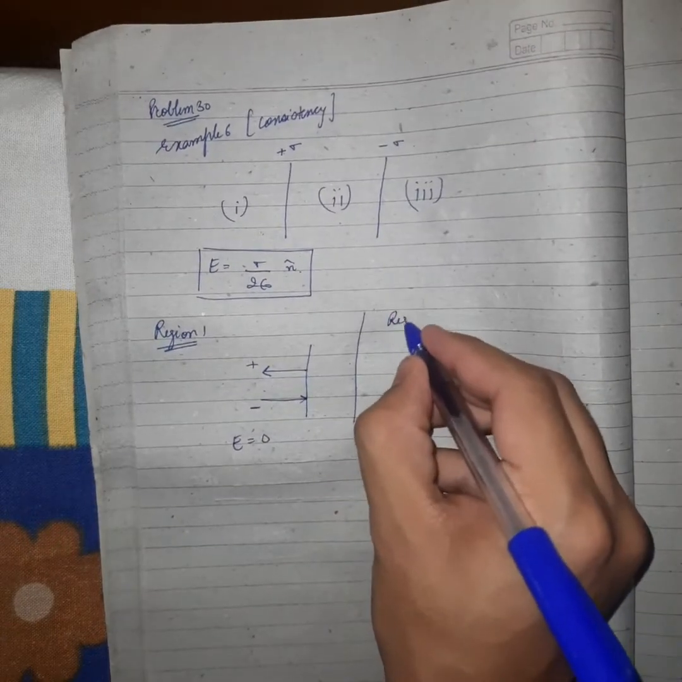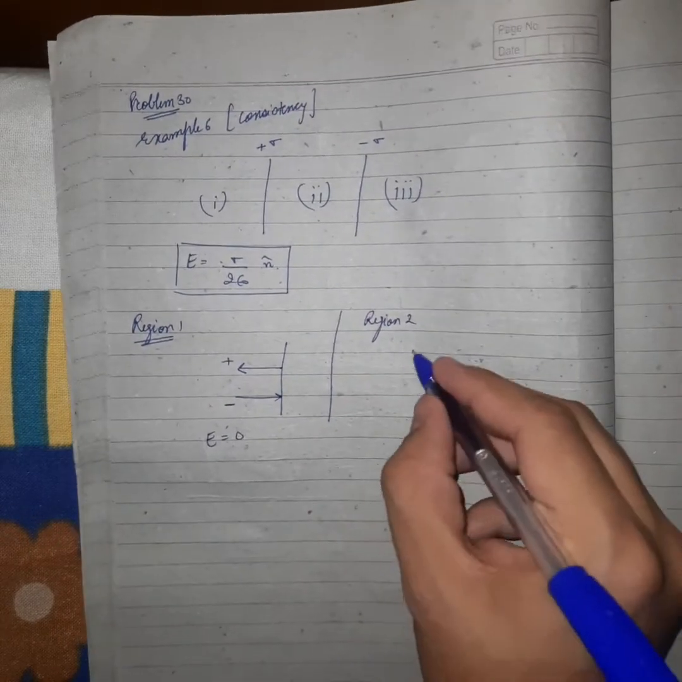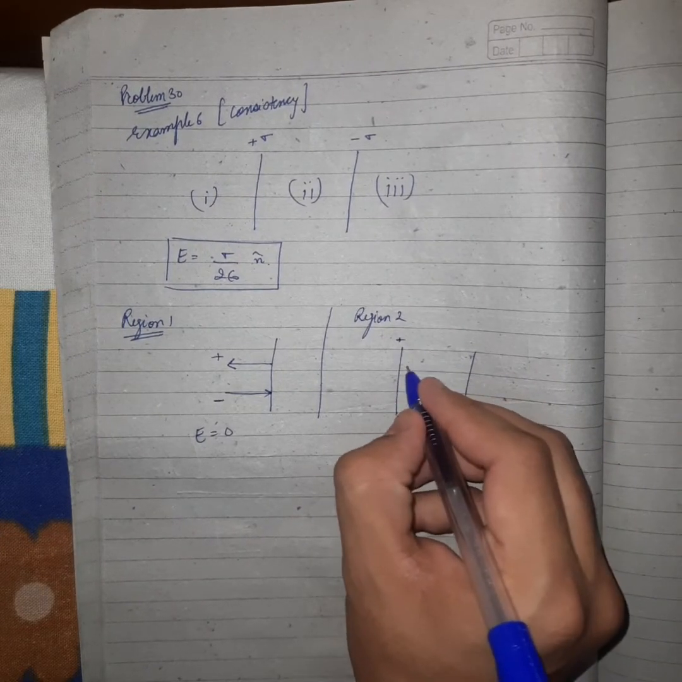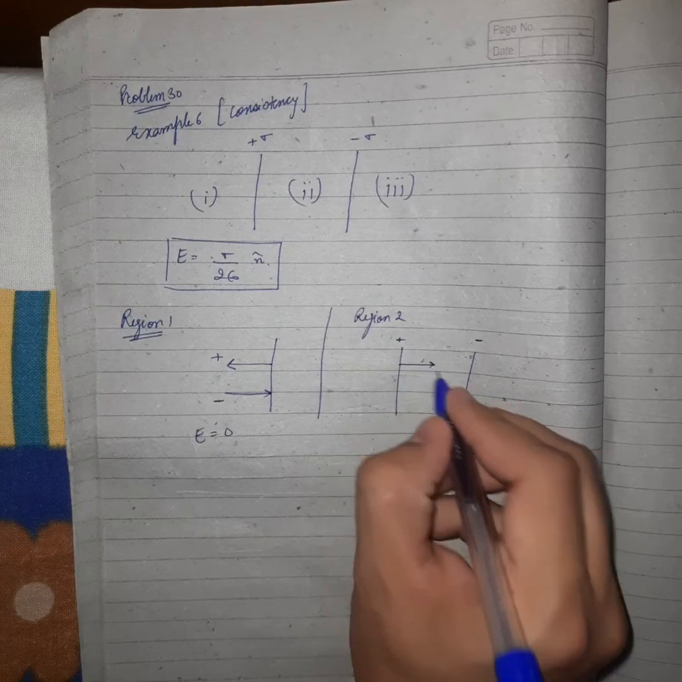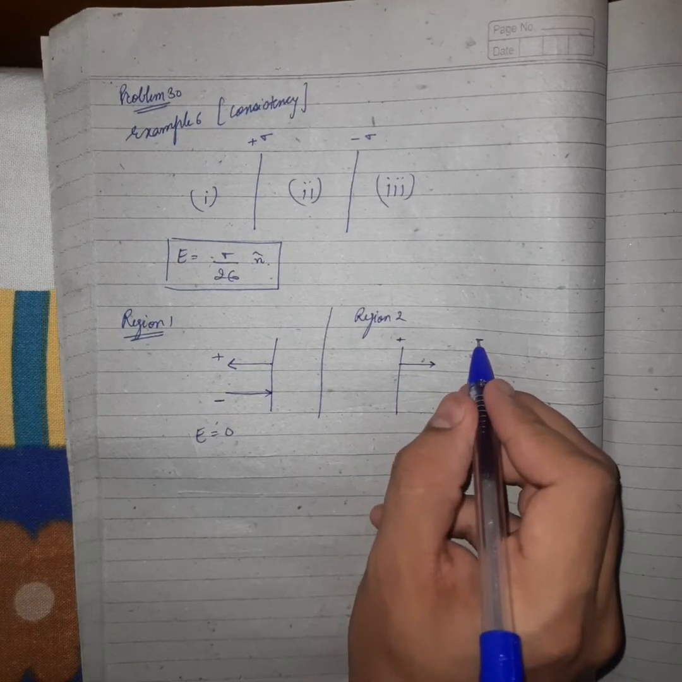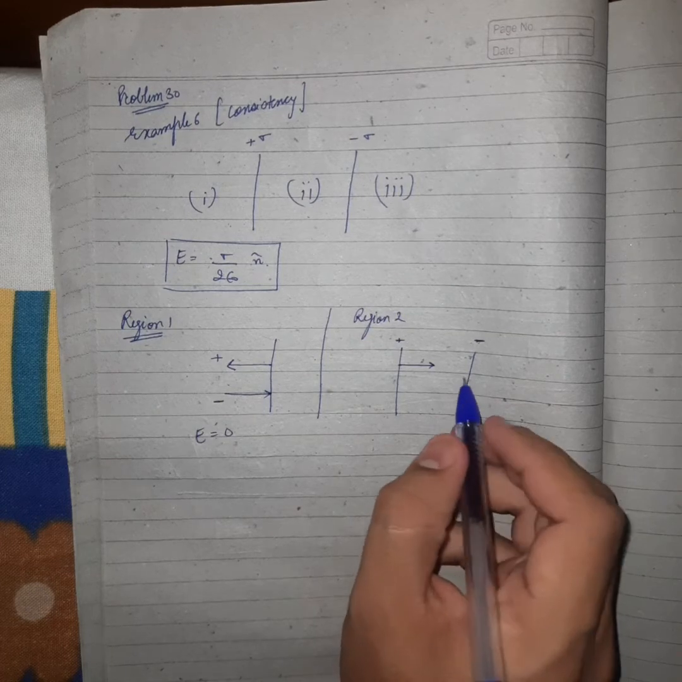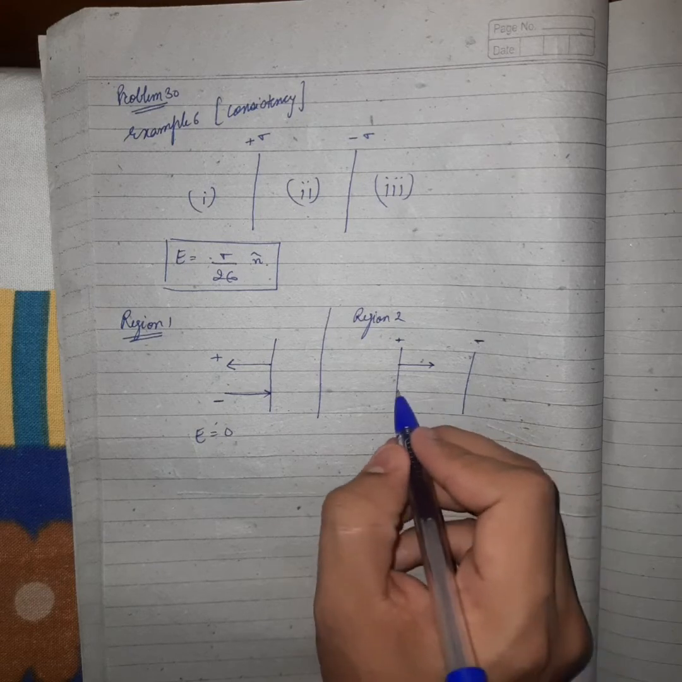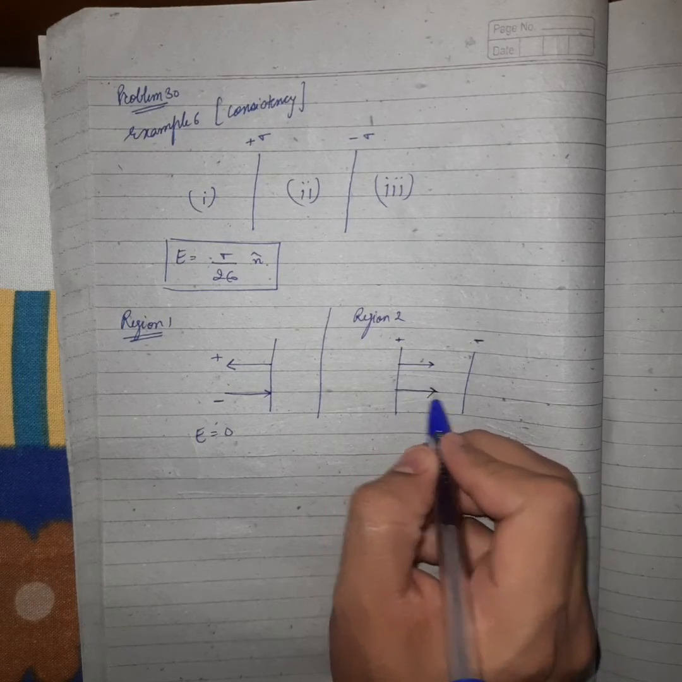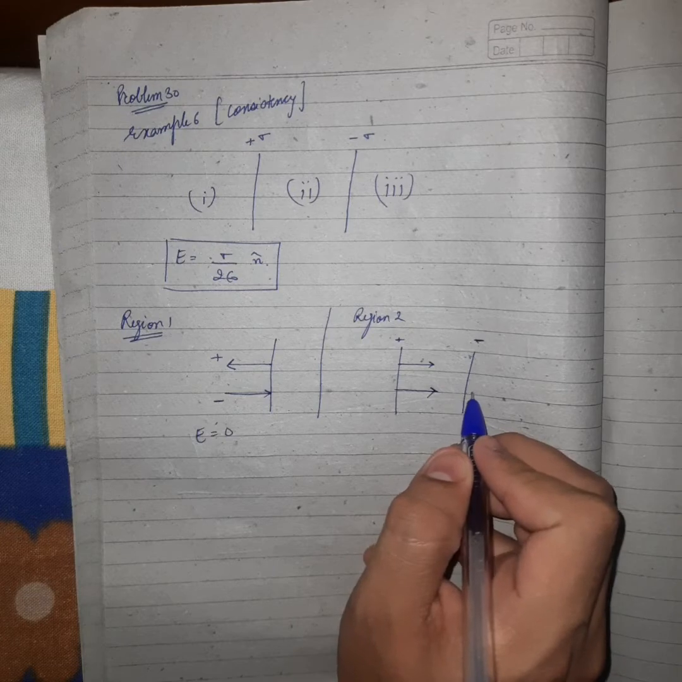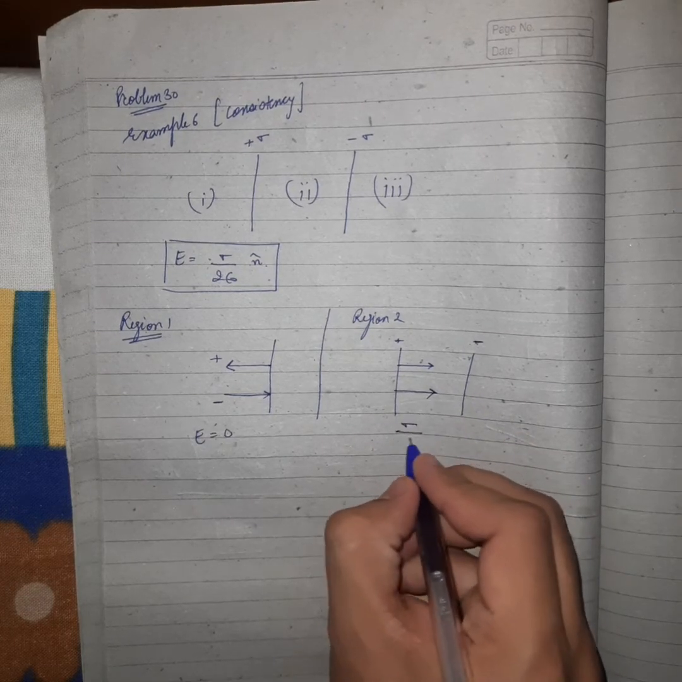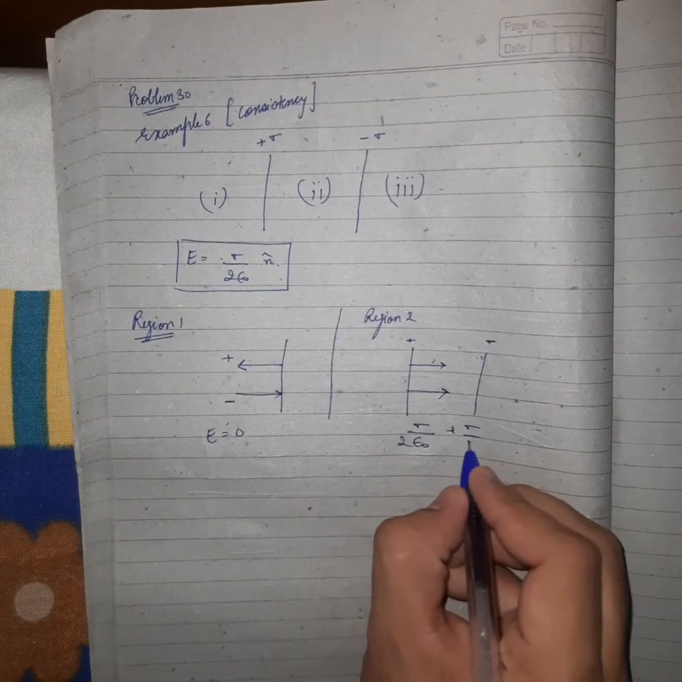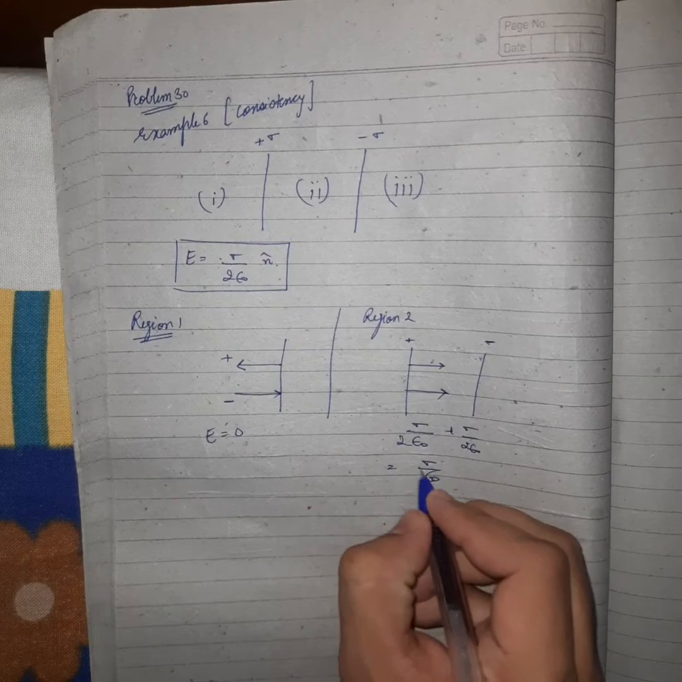Similarly in region 2, which is between them, the plate with plus sigma has the electric field directed away, and for the parallel plate with the minus sign, the electric field will be towards that plane. So they will sum up. For each individual plate we have sigma upon 2 epsilon naught, and together we get sigma upon epsilon naught.